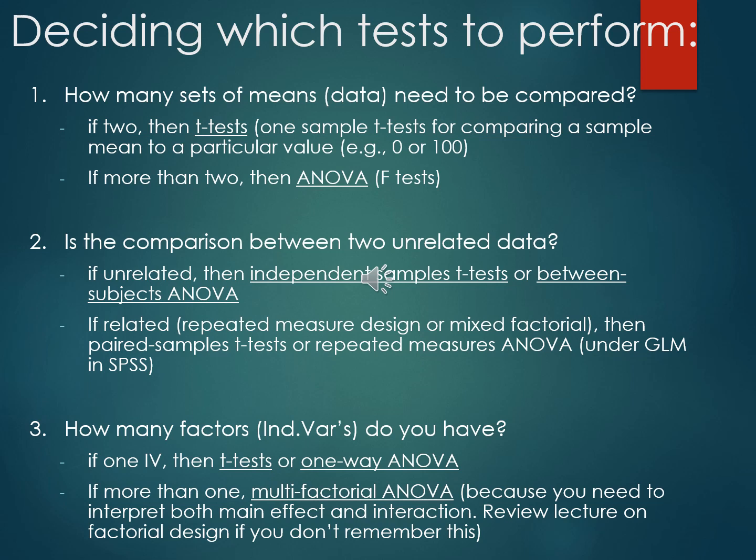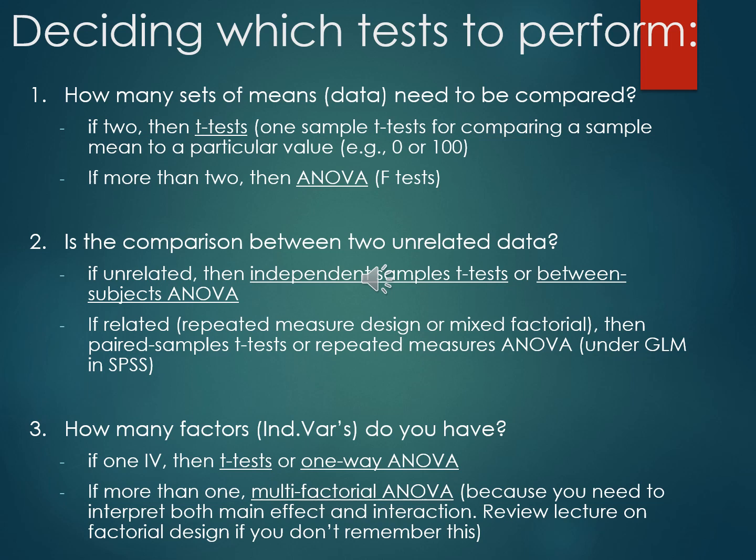If two, then it's basically t-test. If more than two, then you need to use ANOVA. Even if it's actually two means being compared, you can also use ANOVA. And number two is what kind of comparison between the two means. Sometimes two sets of means that you have can be unrelated. In that case, it's independent groups. If it's independent groups, then it's either independent samples t-test or between subjects ANOVA in case you have three or more groups.